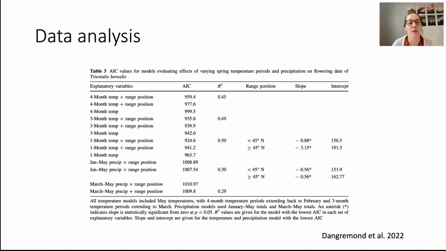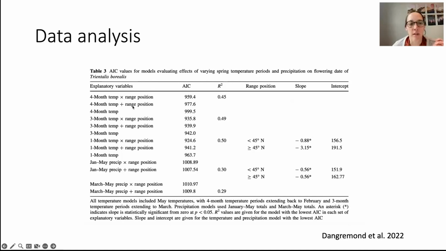And we looked at different windows. So I looked at, for example, just May temperature, or May and April temperature, or May, April, and March temperature. So you'll see the 3-month temperature, and the 4-month includes February, basically to see what window of spring had the most impact on when these plants flowered. It looks a little complicated here, but basically these were all the models that I included and tested to find the one with the lowest AIC value.